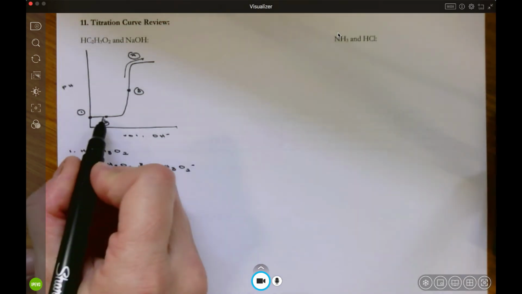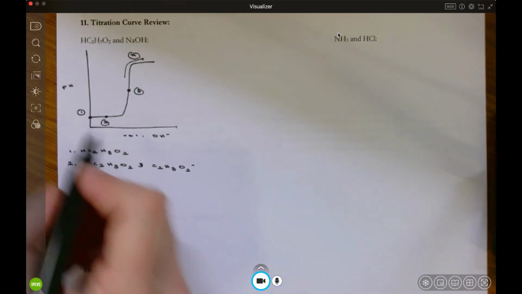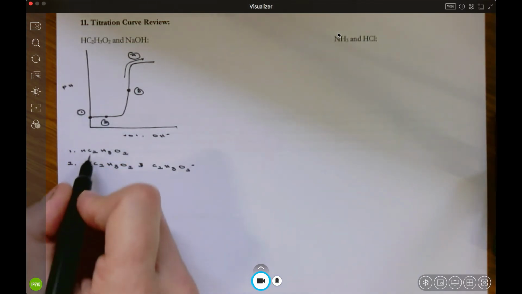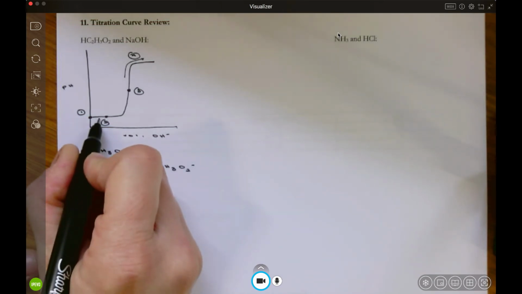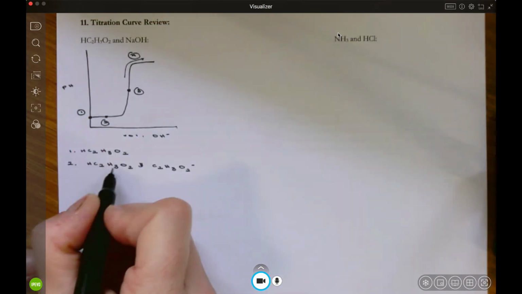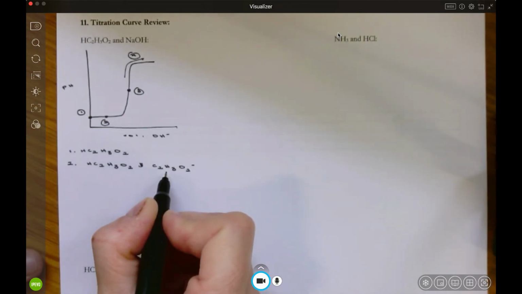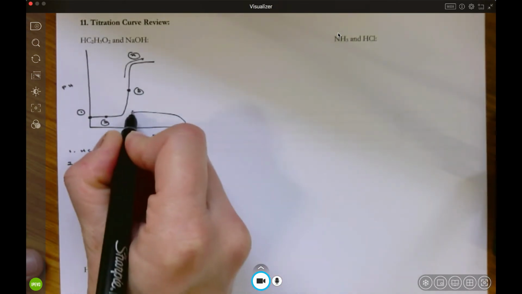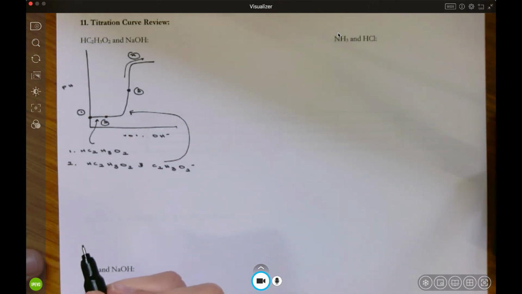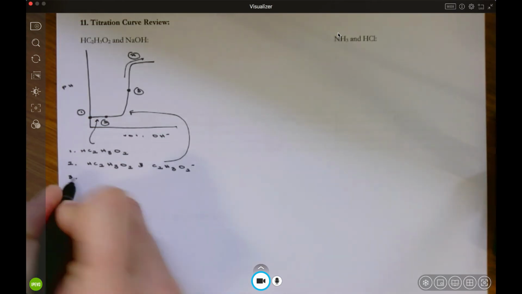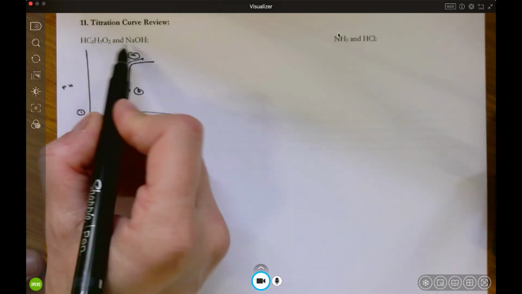Okay, so at 2, I've got equal amounts of my weak acid and its weak conjugate base, which means between 1 and 2, I actually have more of my acetic acid. Between step 2 and 3, I've actually got more of my conjugate base. Right, so more conjugate base is going to be here in that area, more weak acid is going to be there. As soon as I hit step 3, though, I've added equal amounts of weak acid and weak base.